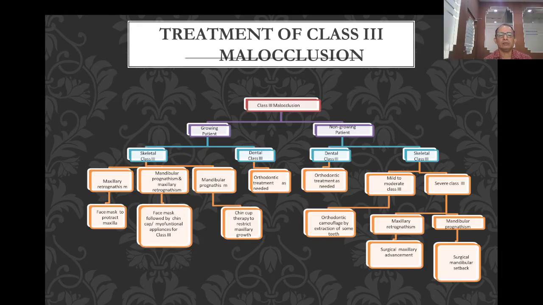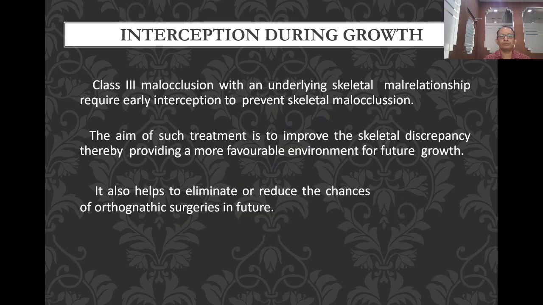Dental class 3, orthodontic treatment as needed. In a non-growing patient, orthodontic treatment as needed for dental class 3, and for skeletal class 3, mild to moderate class 3, orthodontic camouflage by extraction of some teeth. Severe class 3 with maxillary retrognathism, surgical maxillary advancement, and mandibular prognathism, surgical mandibular setback.